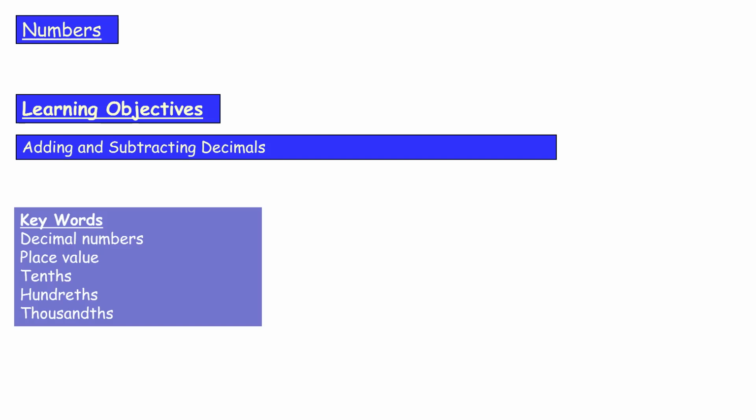Okay, so a nice recap for us, adding and subtracting decimals. So as usual, copy the heading, lesson objectives and the keywords down. Once you're done, write starter, underline, and you're ready for the starter then. So hit pause, do that. When you're ready, hit play again.